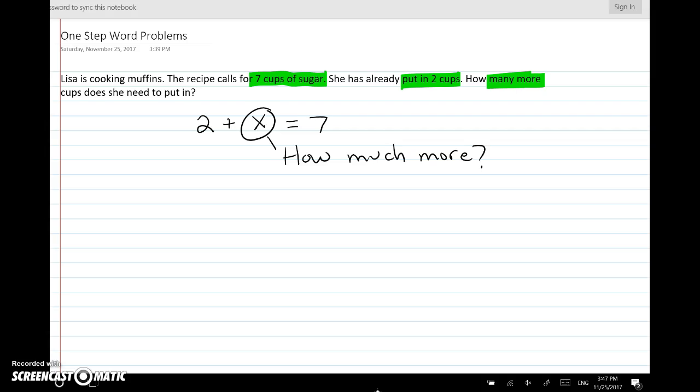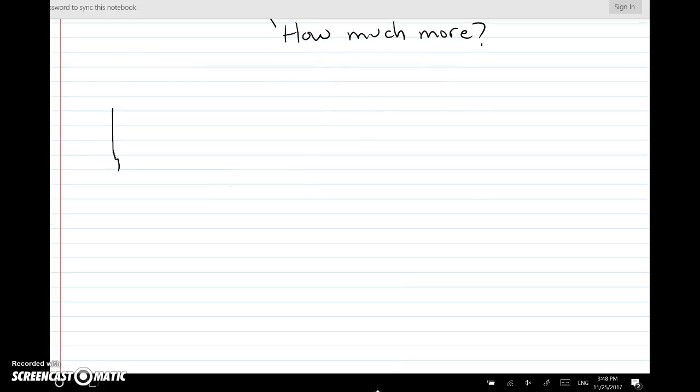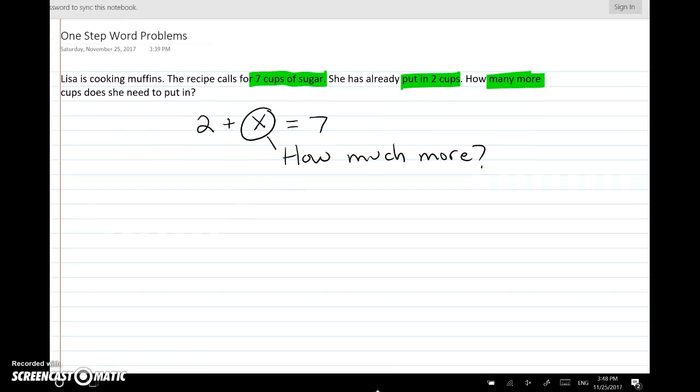Now, I know we would originally start this by going 7 minus 2, and this is how you would solve it back in 1st or 2nd grade. But we're in 7th grade now, and we do things a little differently. So, how would we go ahead and solve this? Well, just like we've been doing. So, this X is how much more. This is the total amount. And this is what was already done.